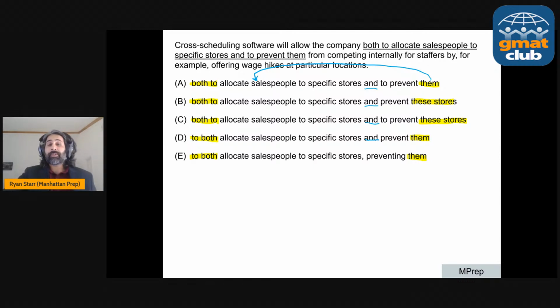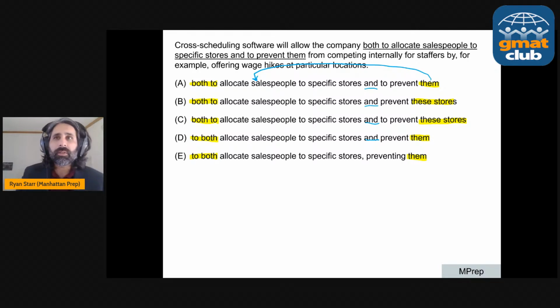That's not grammatically wrong, but given the context of the sentence, it makes less sense to suppose that salespeople would be competing internally for staffers by offering wage hikes at particular locations. Salespeople probably are the staffers, especially at stores, right? Salespeople are the staffers. And so we don't want to prevent the salespeople from competing internally for staffers. They are the staffers. We'd want to prevent the stores from competing internally for staffers.